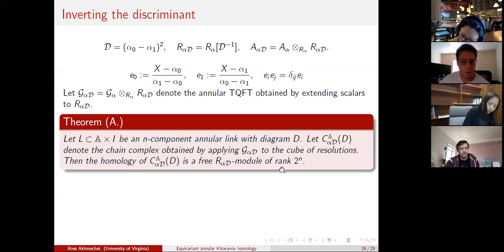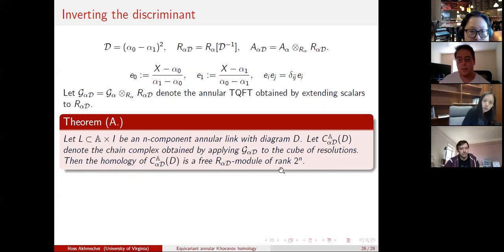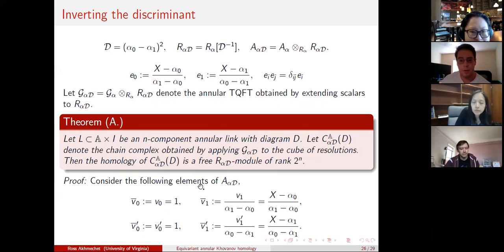And I'll explain very briefly why that happens. Essentially, this chain complex, and the chain complex you get by forgetting the annulus entirely, are isomorphic. It's a kind of interesting thing that happens.